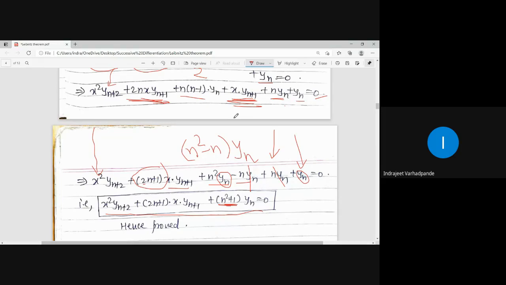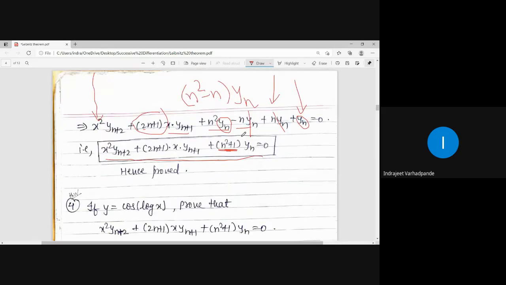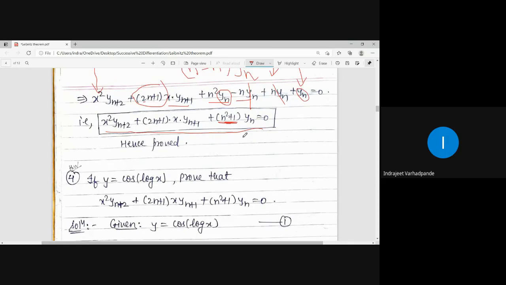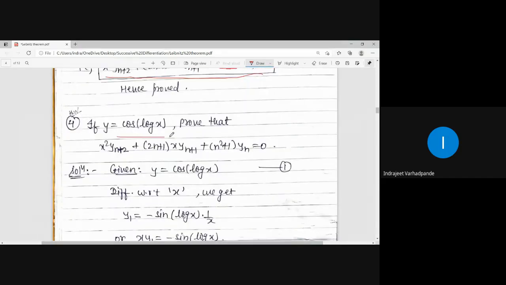Completed? As this is the very first example, more practice will give you the habit and proper understanding of the application of the Leibniz theorem. Take this example. y is equal to cos of log x. Then prove the direct result that they are asking you.